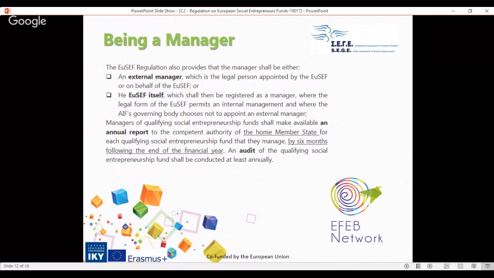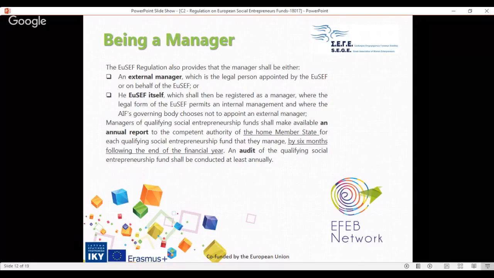Managers of qualifying social entrepreneurship funds shall make available an annual report to the competent authority of the home member state for each qualifying social entrepreneurship fund that they manage by 6 months following the end of the financial year. The report shall describe the composition of the portfolio of this qualifying social entrepreneurship fund and the activities of the previous year. It shall also disclose the profits earned by the qualifying social entrepreneurship fund at the end of its life, and where applicable, the profits distributed during its life. It must contain the audited financial accounts for the qualifying social entrepreneurship fund and be produced in accordance with existing reporting standards and the terms agreed between the managers of qualifying social entrepreneurship funds and the investors. Managers should provide the report to investors on request. Moreover, they may agree on additional disclosures to each other.